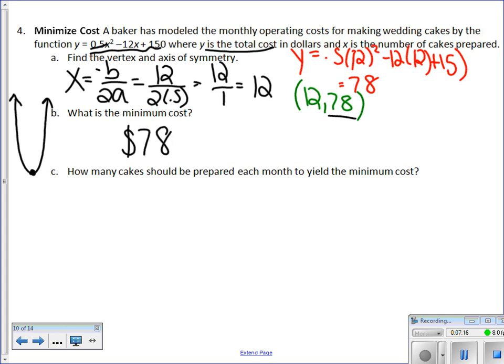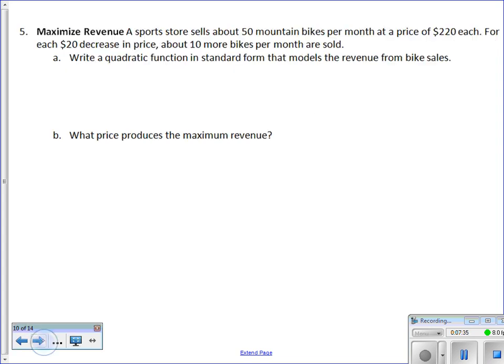We know that because y represents cost and x is the number of cakes. So how many cakes should be prepared to yield the minimum? Well, we need to prepare 12 cakes, and that comes from the x-coordinate of our vertex. All right, let's take a look at the next one.